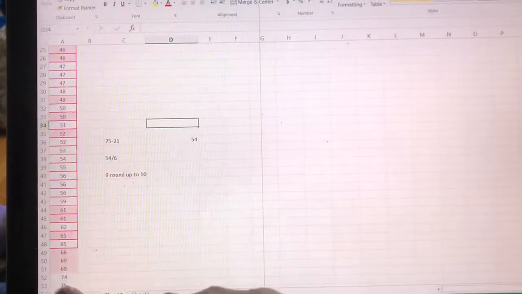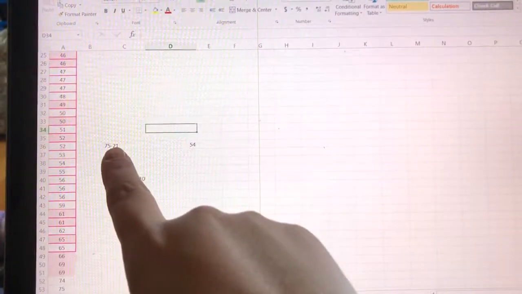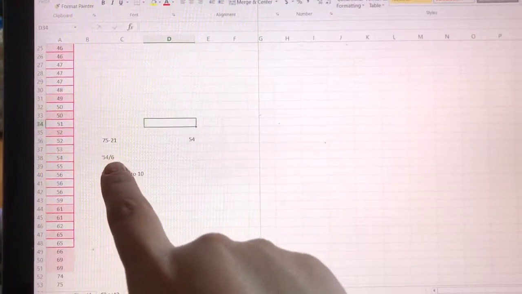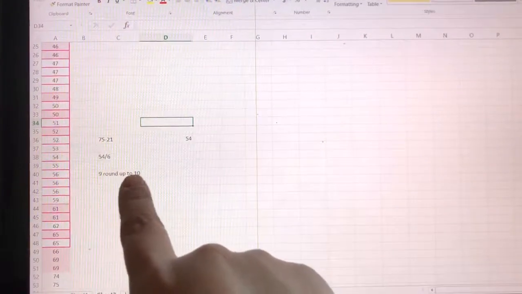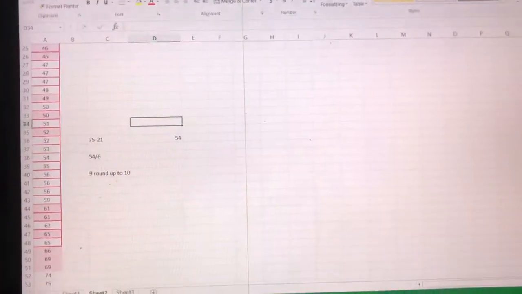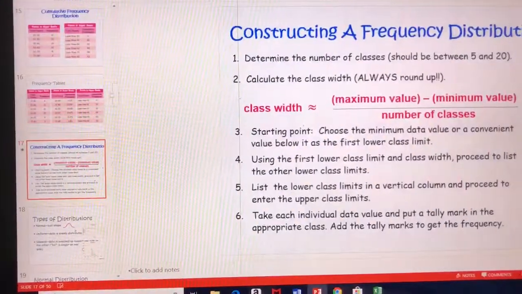So what you do to find your class width is 75 minus 21, and on this one I was doing 6 classes. So 75 minus 21 gives us 54. Divide that by the number of classes we want, which is 6. 54 divided by 6 is 9, and you have to round up. Even though it's a whole number, you still have to round it up to 10. And so by doing that, then what you would do is get back to it here.